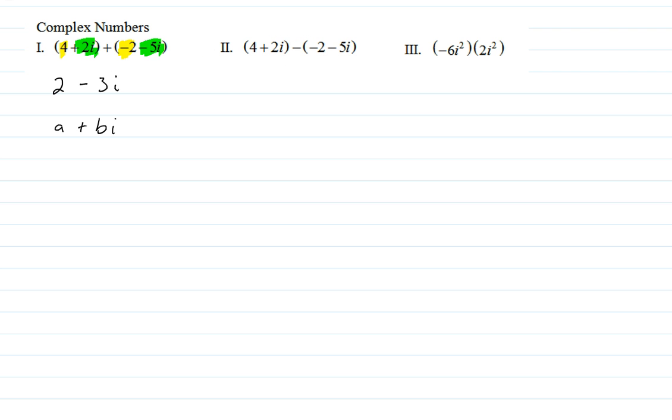Now we notice we have a subtraction. So when we have that subtraction, you can either think of it as distributing a -1 or leave change. So I'm just going to rewrite this as 4 plus 2i. So a negative gives us a +2. A negative negative gives us a positive 5i. And now I combine my like terms. 4 plus 2 is going to give me 6. And then 2i plus 5i is going to give us 7i.